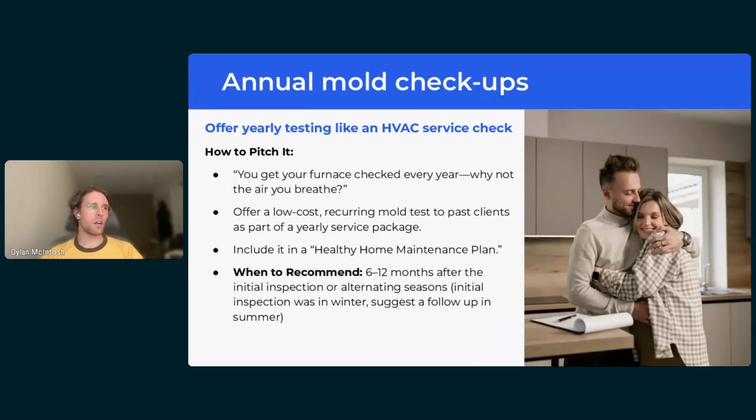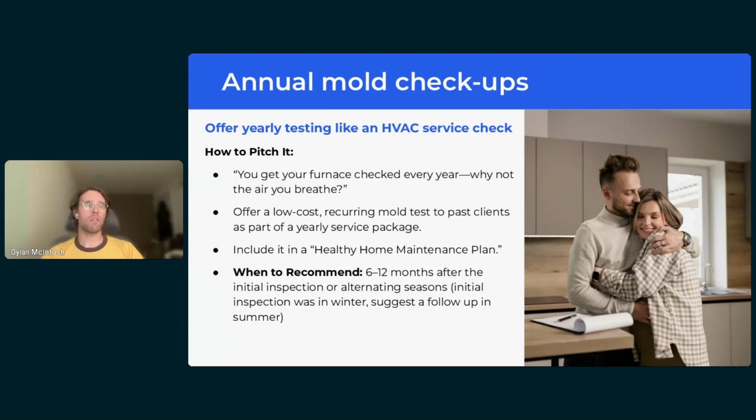You could package it with other services as well in a healthy home maintenance plan, depending on the level of experience and equipment you may have. You may want to bundle it with other air quality measurements as well. Like I said, 6 to 12 months after your initial inspection, alternating seasons. When I was doing environmental consulting, we had a number of clients that would alternate. We would come out maybe in the winter one year, in the summer another year, because seasonally buildings in the built environment can be different if you live in areas that have dynamic climates.